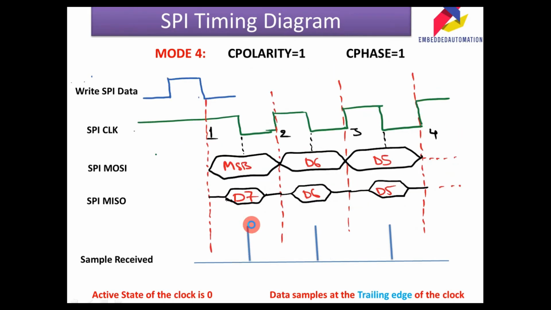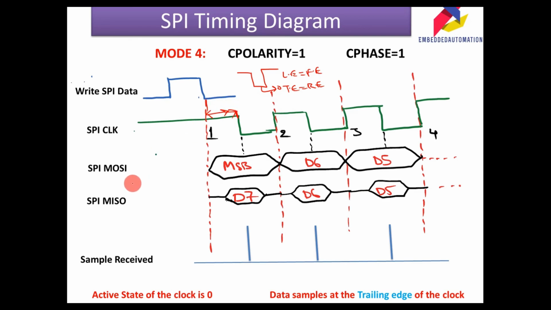So coming to the fourth mode, the last mode. Here the clock polarity is configured as 1 and clock phase is configured as 1. The clock polarity configured as 1 means that it is an inverted clock, already we discussed. The active state of the clock is 0. Coming to this, the leading edge is the falling edge and the trailing edge is the rising edge. When the clock phase is configured as 1, the SPI clock starts after some delay. Here you can observe that this is the delay between the SPI data and clock.